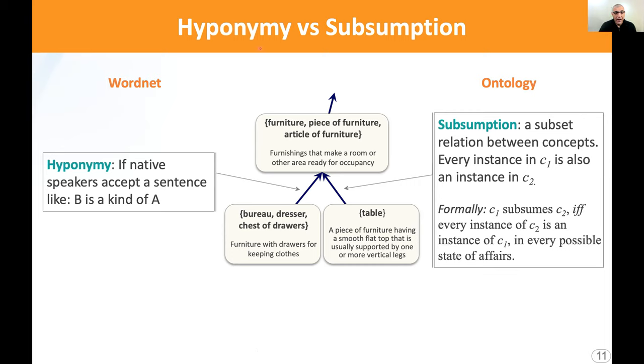Second, let's examine hyponymy and subsumption. So hyponymy between two synsets in WordNet is added if native speakers accept a sentence like B is a kind of A, while in ontology, it is a subset relationship. This is of course because ontology concepts are sets of individuals. So we have two sets of individuals and the subsumption means subset. Thus, for ontology, we say every instance, for example, of a table is also an instance of furniture in all possible state of affairs or all possible worlds.